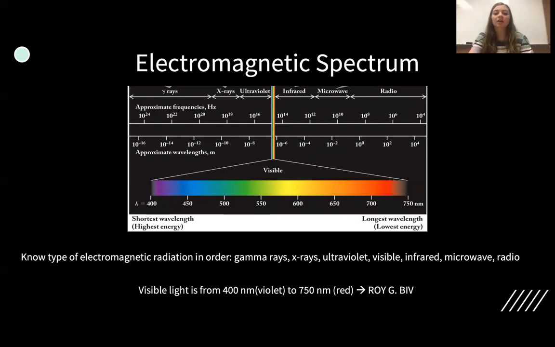And visible light is the small fraction of electromagnetic radiation that we can see, and it exists as color. It exists from 400 nanometers, which is violet, with the highest energy, to 750 nanometers, which is red, with the lowest energy. We can remember it using the acronym ROY-G-BIV, which stands for red, orange, yellow, green, blue, indigo, and violet, as you probably know.